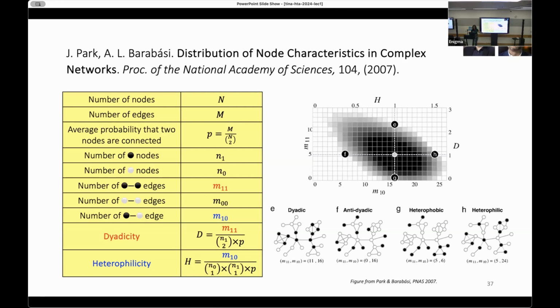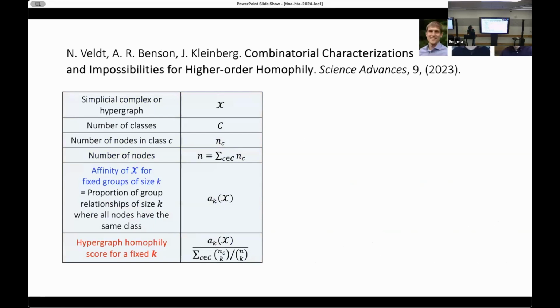And then with heterophilicity, it's, well, how many edges do I have between a black node and a non-black node? And then what would it be if it was random? The thing with this is that if the labels and the connections are random, then you have a dyadicity of 1 and a heterophilicity of 1. And so then you can look at this space of where your network is, which is very nice. So this is easy and simple to understand.